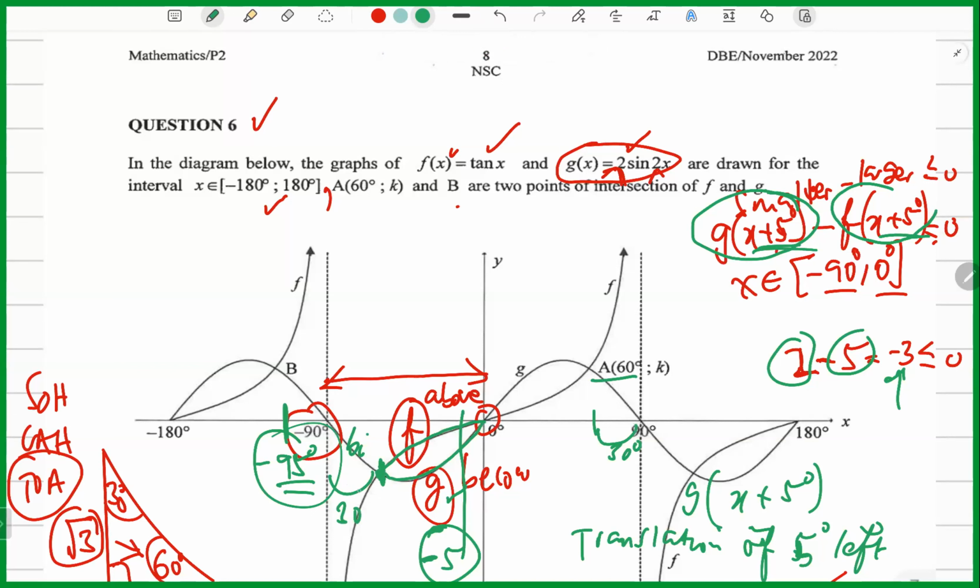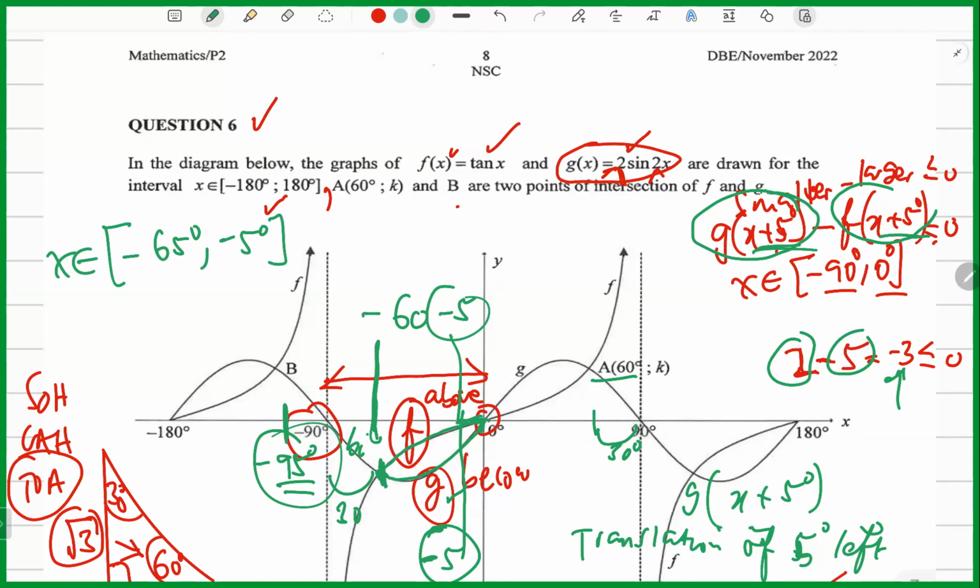Right. So if it is 30 degrees, then what do we get? It was minus 90 here, so this is going to be minus 60 degrees. But now you move it 5 degrees left, so it's going to be minus 65 degrees. Also, this one was at 0 degrees. Now it's going to be at minus 5 degrees because it's moving 5 degrees left. So minus 5 degrees there. Just note that. Okay, right, we continue.